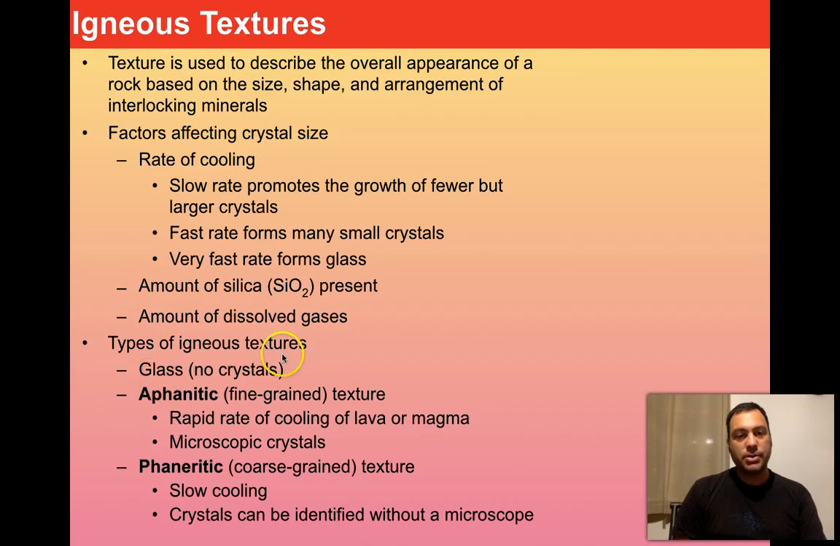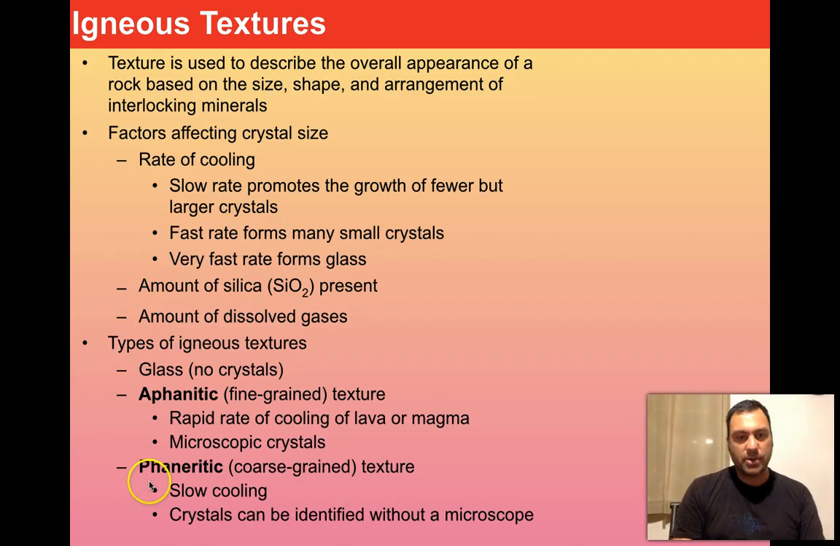So we get an igneous texture of glass, which is no crystals. But the next one, you notice I've got it in bold here, is the aphanitic texture, which is very fine grained. As a matter of fact, it's so fine grained you can't see it. The word aphanitic comes from aphaneru, a Greek word that means not visible. It's basically microscopic crystals. The crystals are there, but you can't see them. It forms from a rapid rate of cooling of lava or magma. In other words, it cools so fast that the minerals cannot grow large enough for your physical eyes to see them.